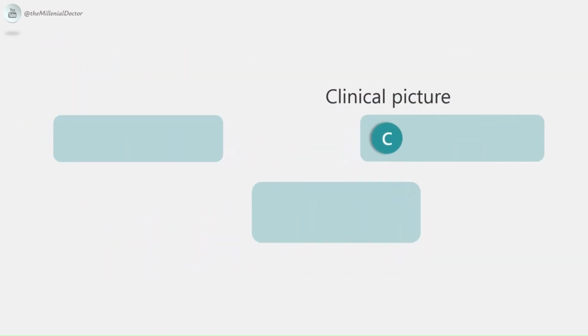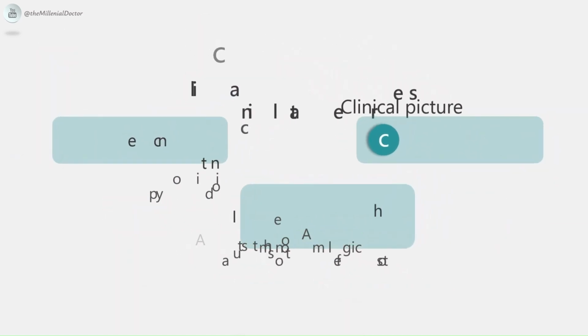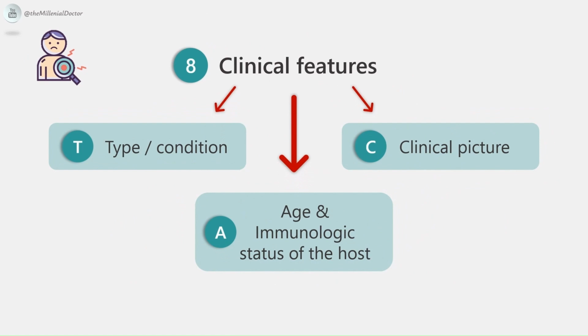Then, based on the clinical picture, clinically the cases may be divided as: first, silent cases without any symptoms; second, intestinal, which include chronic enteritis, acute enterocolitis, and malabsorption syndrome; third is the general cases which present with fever, anemia, and allergic manifestations; and fourth is chronic cholecystopathy. So these are the clinical features of Giardia lamblia.